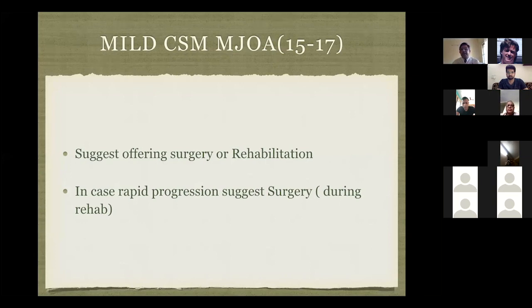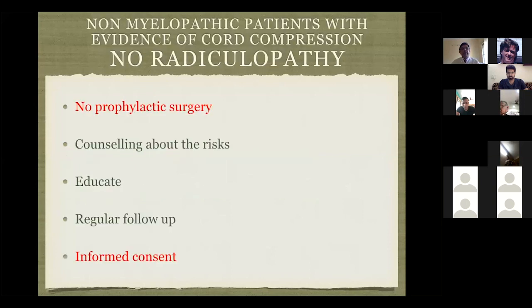But during this period of rehabilitation, during this period of the medical management, if there is a rapid progression, then we firmly suggest that the patient should undergo surgery. And there is no question about it because it shows that the patient is deteriorating. So the mild variety, though we suggest a surgery or rehabilitation, when there is a progression in a short period, then you have to say that this patient has to go in for surgery.